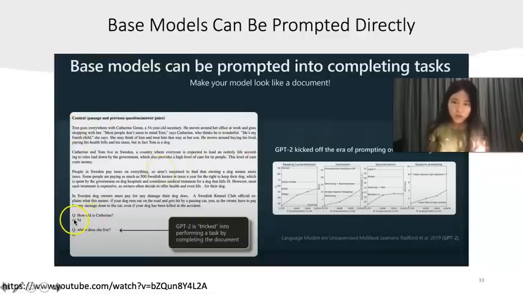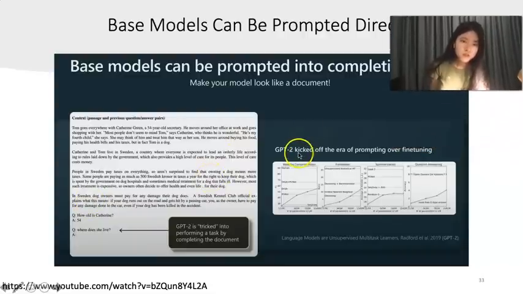description here, and you want to ask this question: how old is this guy? And you give the answer as 54. And now you ask your real question of where does she live? And you put this completion trigger here as A. And then this model will be tricked into performing a task by completing the document.